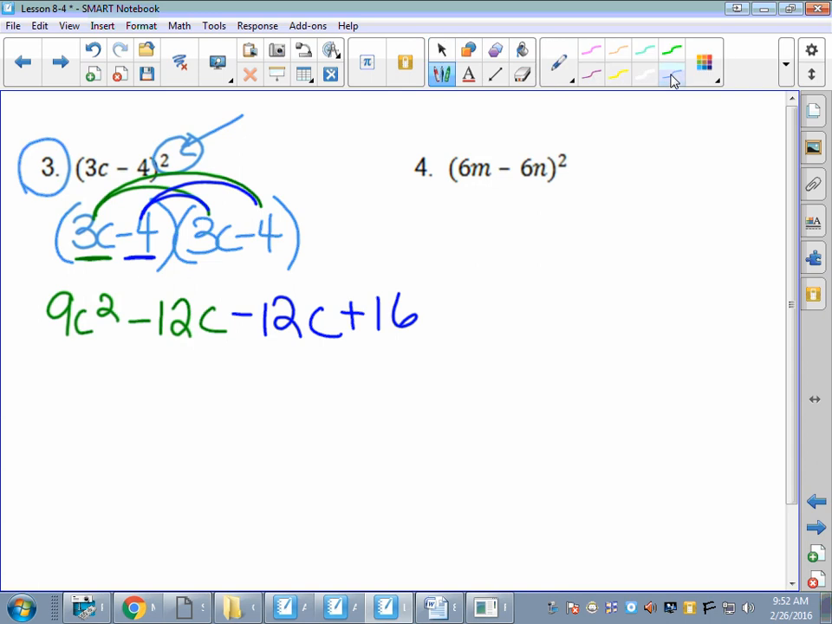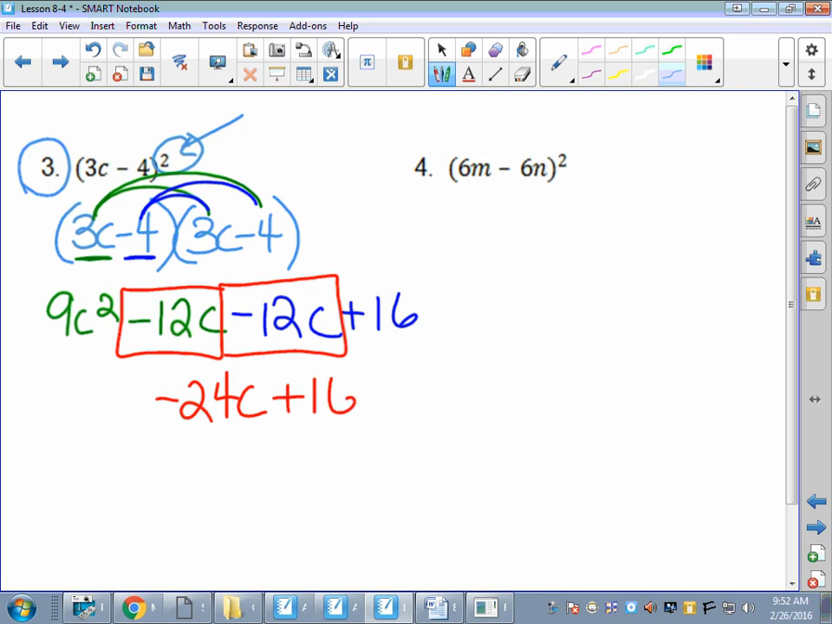I've got a pair of like terms with these negative 12c's. So that's going to be a negative 24c. I'm going to bring down my 9c squared and my plus 16. The trinomial for my answer, that is in standard form.